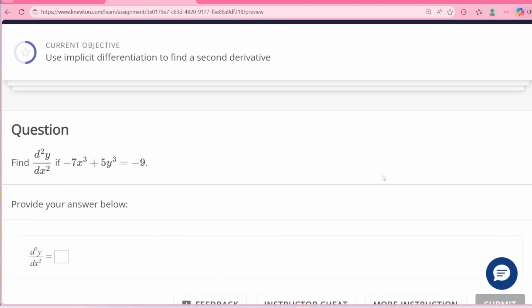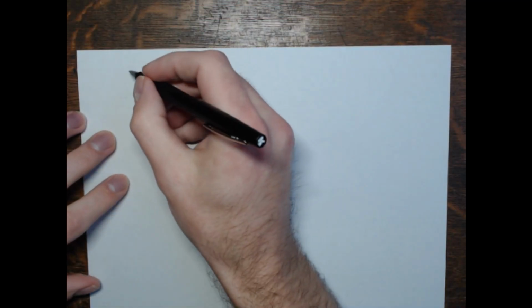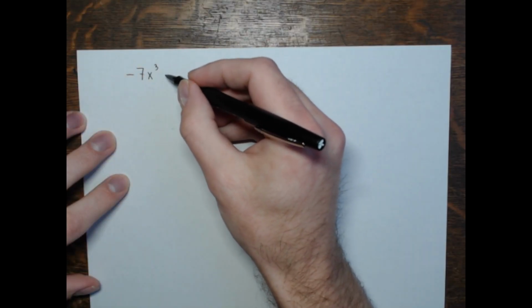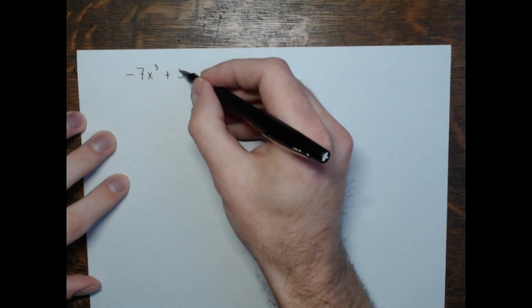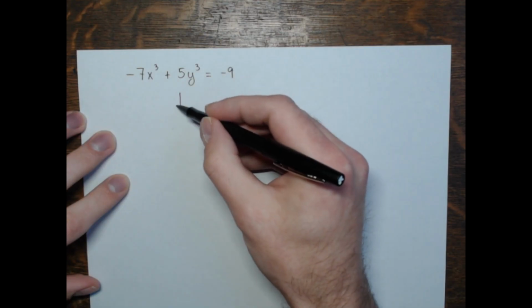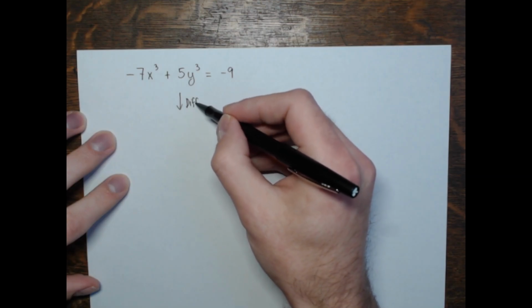Okay, and then back to one of those second derivative problems, right? So very similar. You see all these terms, they both have a cube here. The first one we saw, they both were squared. The second one we saw, they were both to the 4th power. Very similar. So here's the curve we're given: negative 7 times x cubed plus 5y cubed equals negative 9.